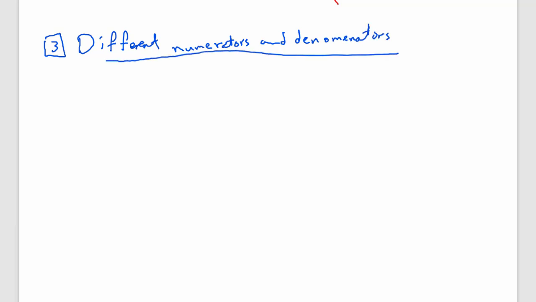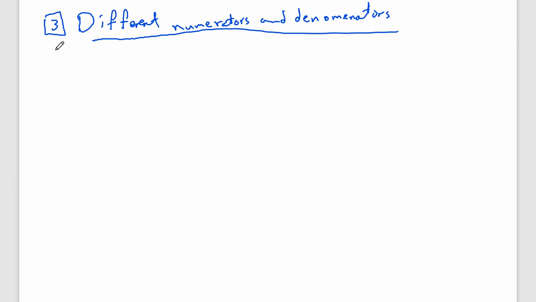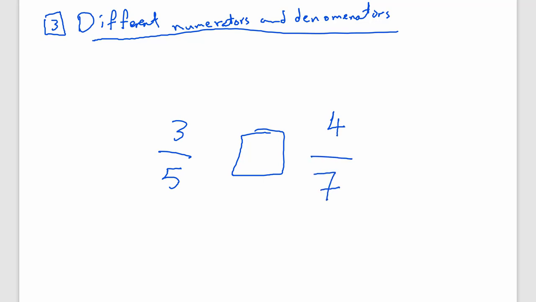We have many ways to do this. I will explain to you one way, and please focus with this one. This is a very, very important method. I will write it big here. 3/5 and 4/7. We need to know which one is greater, and I don't have a common numerator or common denominator.